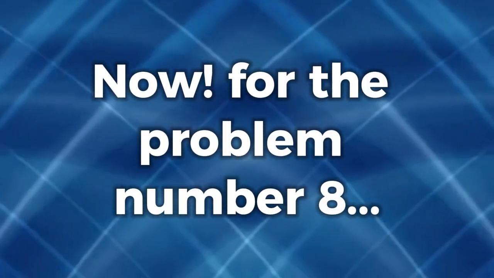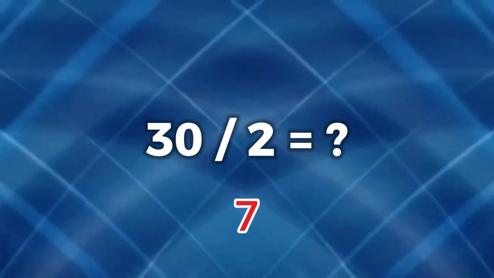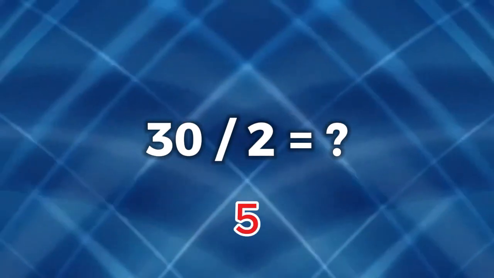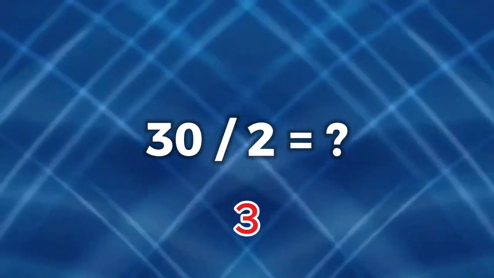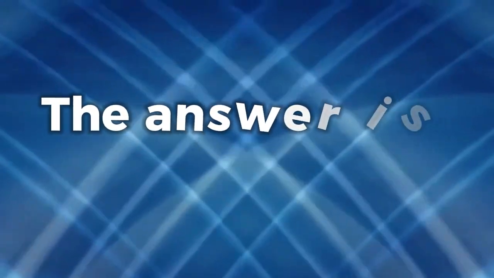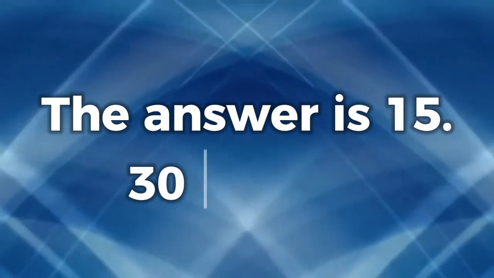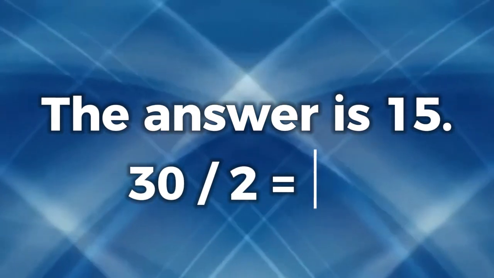Now for problem number 8. What is 30 divided by 2? The answer is 15. 30 divided by 2 is equal to 15.